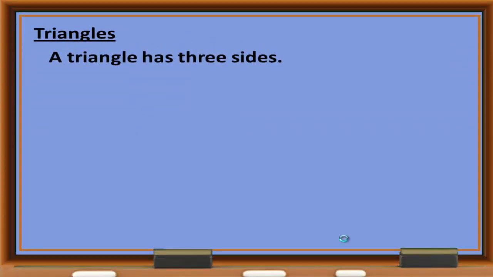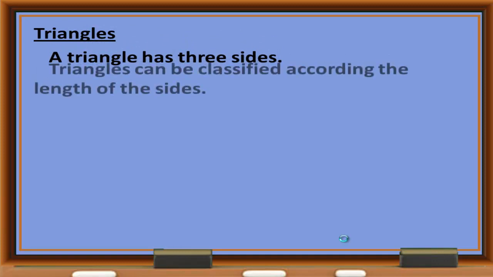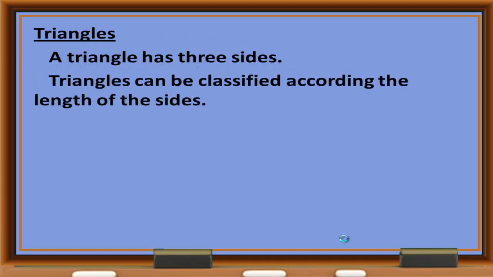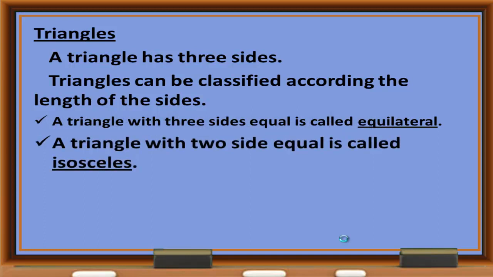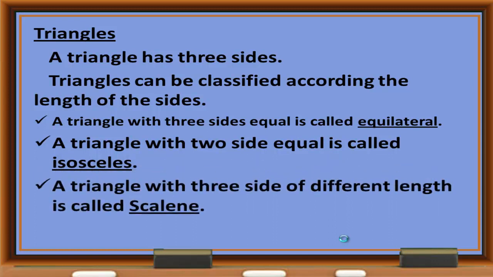Triangles. A triangle has 3 sides. Triangles can be classified according to the lengths of the sides. A triangle with 3 equal sides is called equilateral. A triangle with two sides equal is called isosceles. A triangle with three sides of different lengths is called scalene. Therefore, we classify a triangle according to the lengths of its sides.